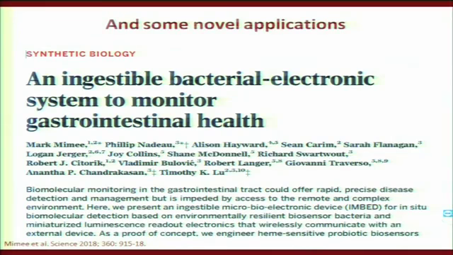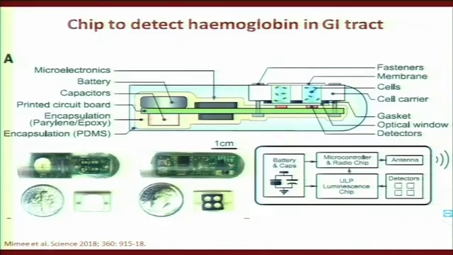And finally, a small illustration of what is going to come. This is something published in Science earlier this year. They made an ingestible bacterial electronic system. So what they have is a capsule. We use these capsules for endoscopy already. This capsule has chambers where there are recombinant bacteria, which, if they come in contact with heme, emit light of a particular wavelength, and that's picked up by the sensor.